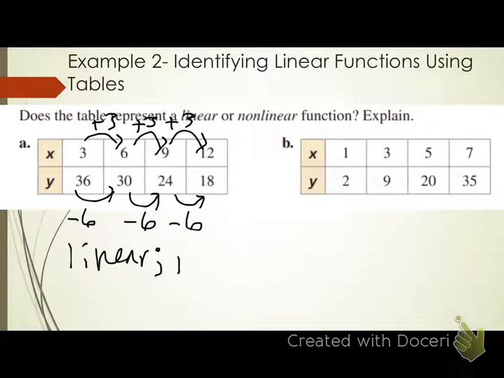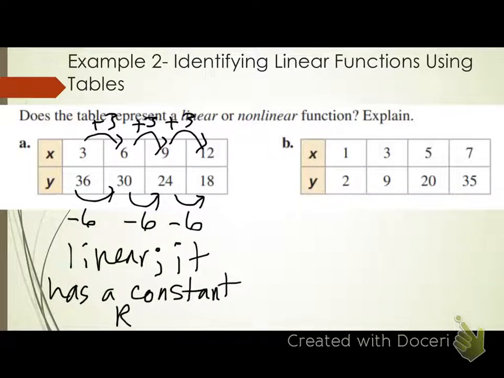My explanation would be it has a constant, and I'm going to use ROC, and I'm okay if you do that as well. It has a constant rate of change, so I know it's linear. Does that make sense? Yes, sir. So if I graph these ordered pairs, it would just make a line.